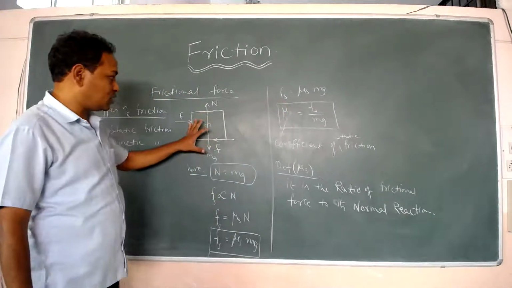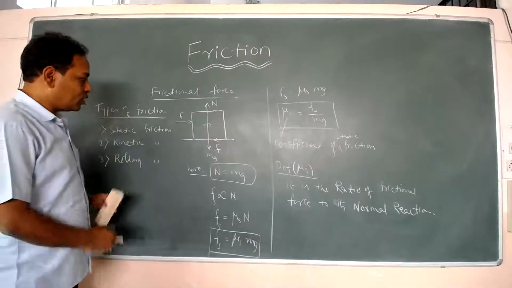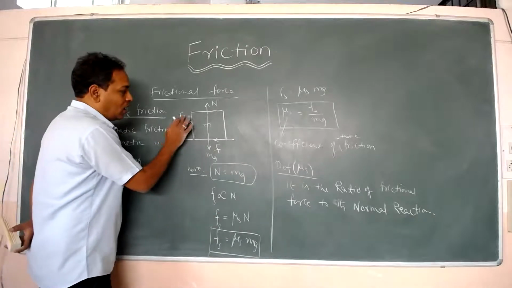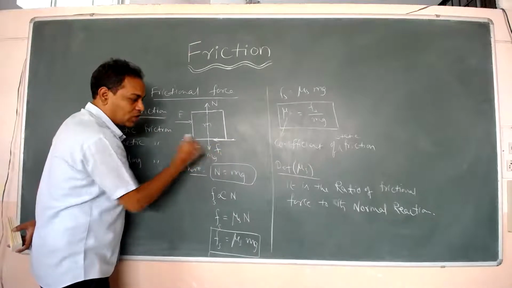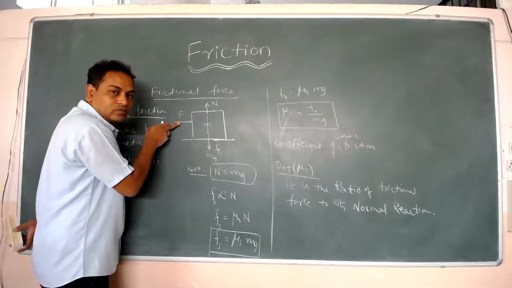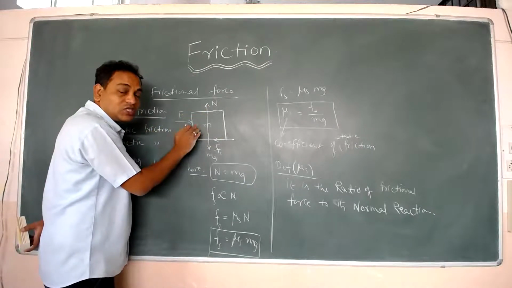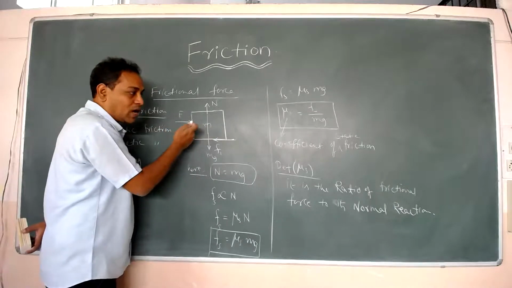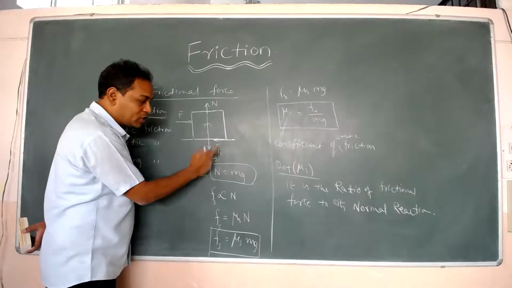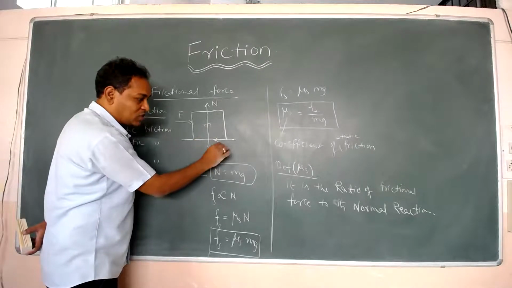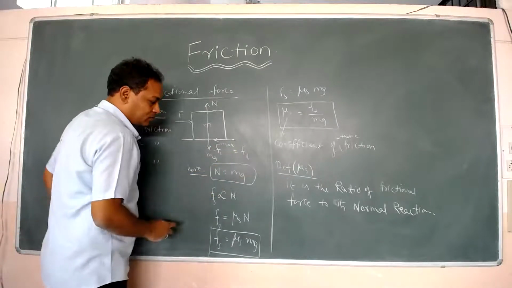This comes under the case when the body is not moving. Suppose as I have applied a force here, then static friction is acting. If I apply more force, then suppose a body is just about to move. During that time, the maximum static friction is acting. That maximum static friction can be written as Fs max, which is also called limiting friction.